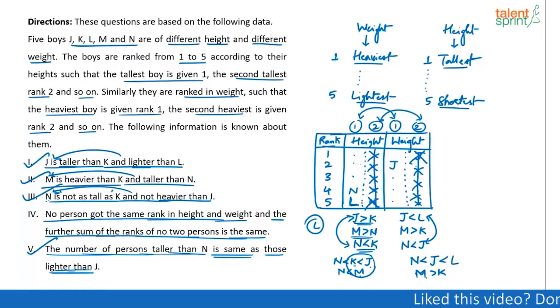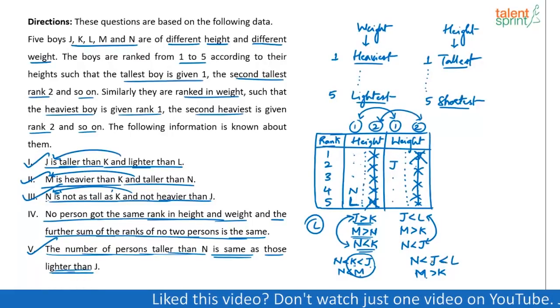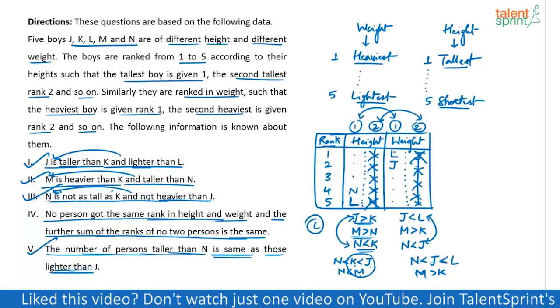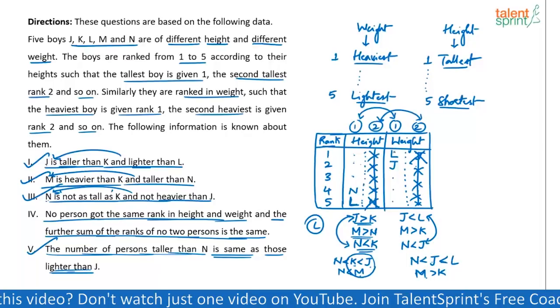N is 4th rank in height, L is 5th rank in height, and J is 2nd rank in weight. Now, again, I already know that J is lighter than L, or L should be heavier than J. So L has to take rank 1 in terms of weight.